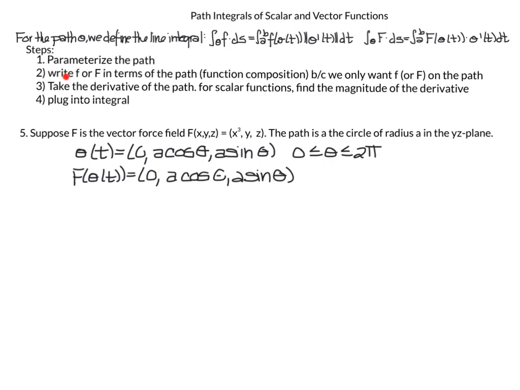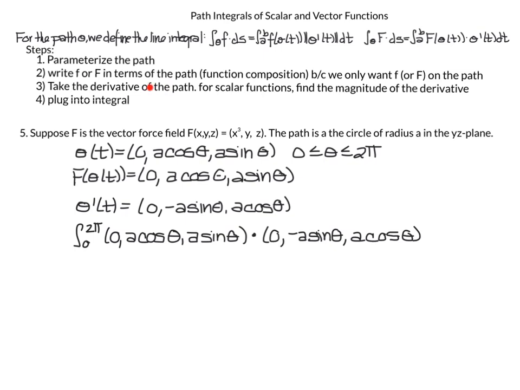My next step is to write f in terms of my path, do the function composition. So f of sigma of t, so I have my x cubed, which is just 0, my y, which is a cosine theta, and my z, a sine theta. And then I take the derivative of my path, so that's just 0, minus a sine theta, a cosine theta, and then I plug into my integral using this formula here, a to b, that's 0 to 2 pi. My f of sigma of t is here dotted with my derivative.